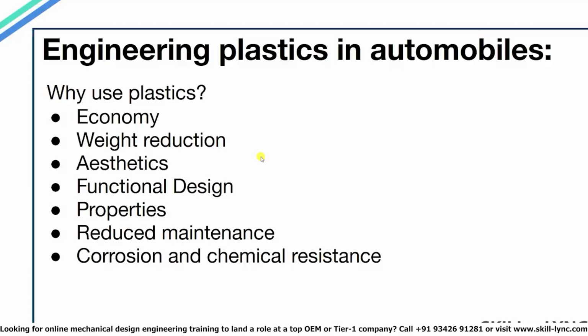In this section, we will be looking at some applications of plastics made by injection molding and have a look at what plastics are being used in the industry. This slide basically summarizes why plastics are being used in production. Plastics are not simply replacement materials, but their use is based on technical merits such as lower weight, cheaper prices, aesthetics, reduction of vibration and noise, reduced maintenance, and corrosion and chemical resistance to external factors.